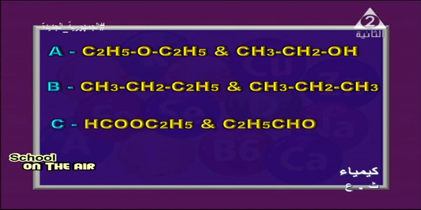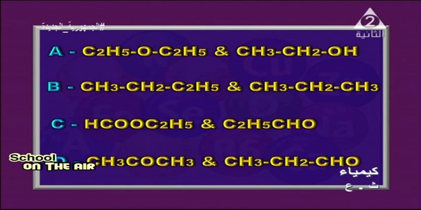What about the other example? I say HCOOC2H5 and C2H5CHO, or CH3COCH3 and CH3CH2CHO. Directly we choose CH3COCH3 and CH3CH2CHO. Why? Same molecular formula, differ in structural formula.